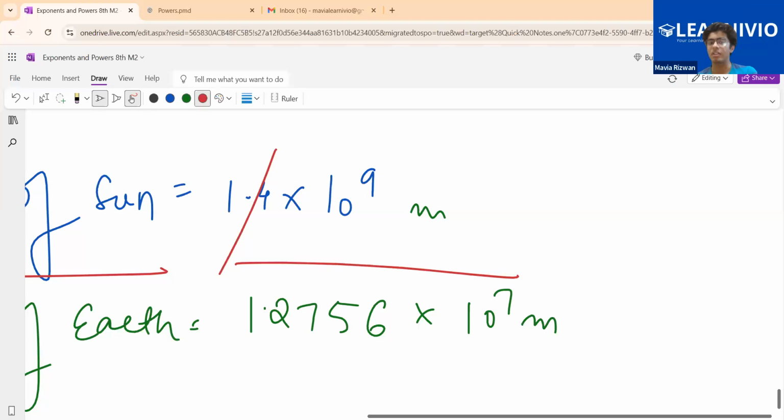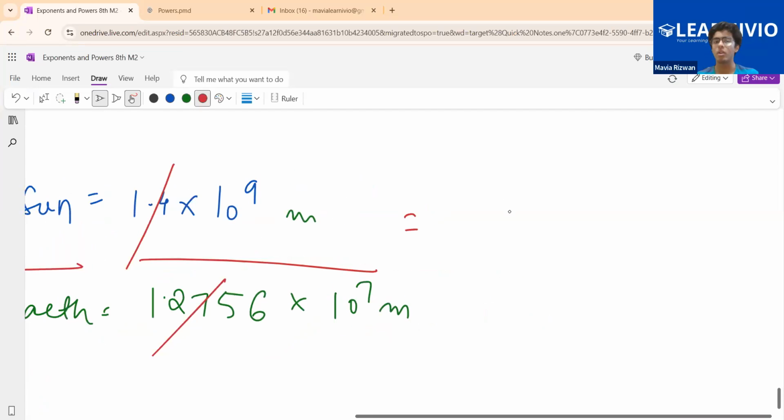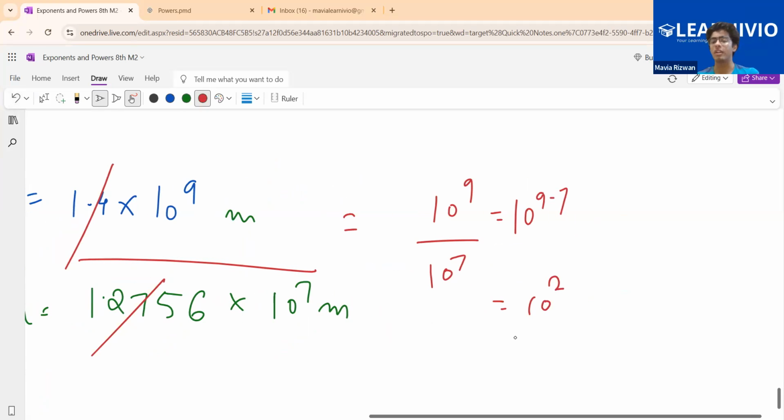So we are going to cut both of them. Now we'll be left with 10 raised to the power 9 divided by 10 raised to the power 7. Now bases are same, powers would subtract, so 10 raised to the power 9 minus 7, that is 10 raised to the power 2. Okay, now that is 100.